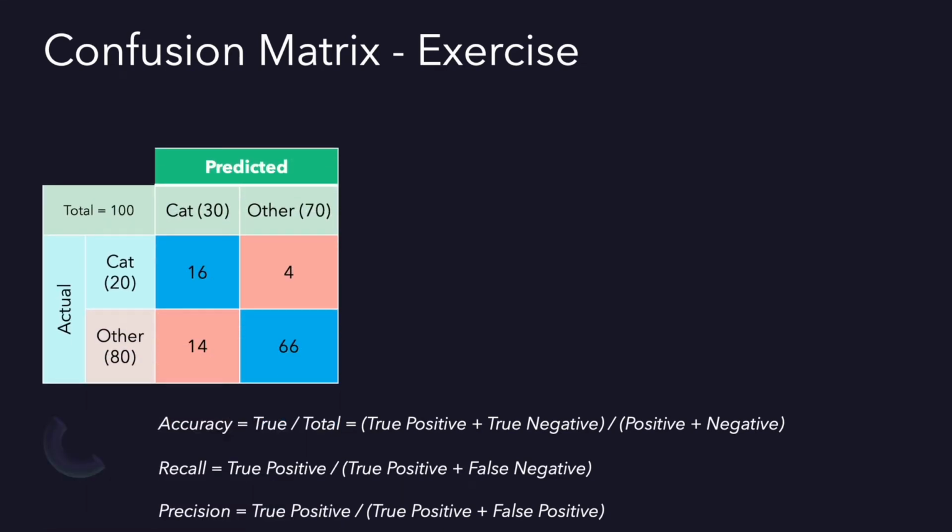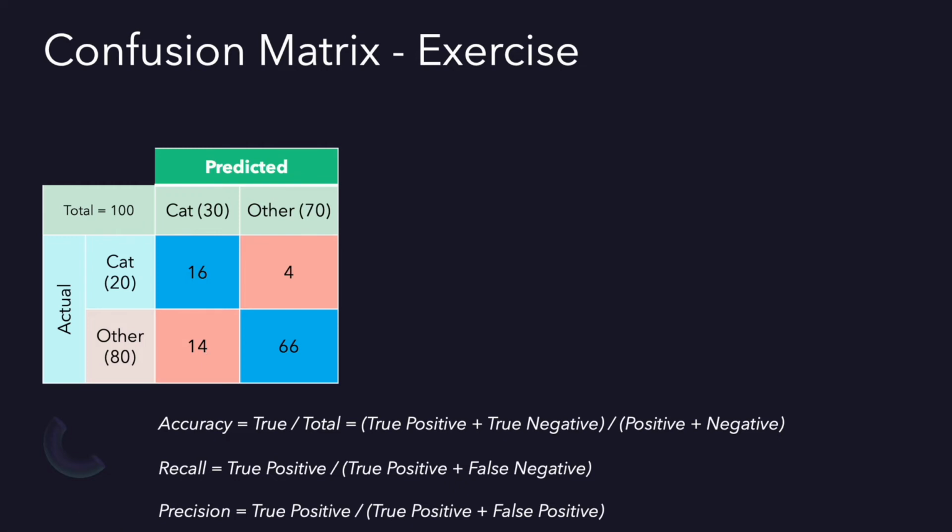As you see, we have again 100 images in our test dataset, and 20 of them are actually cats, and 80 of them are non-cats, others. However, in this case, our model predicted 30 cats and 70 others. If you just look at the cat prediction column, you can see that 16 of these 30 cat predictions are true because their actual label is also cat. However, 14 of them are misclassified because their actual label is other, but the model predicted them as cats.